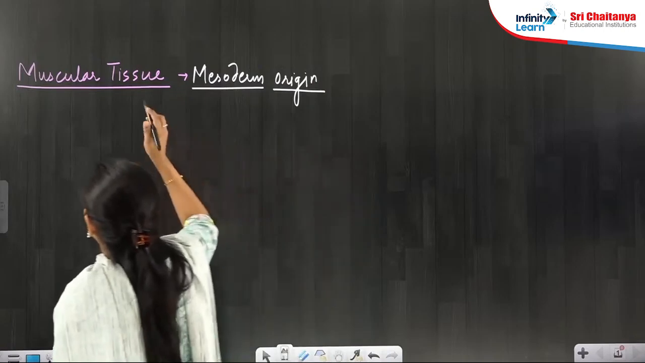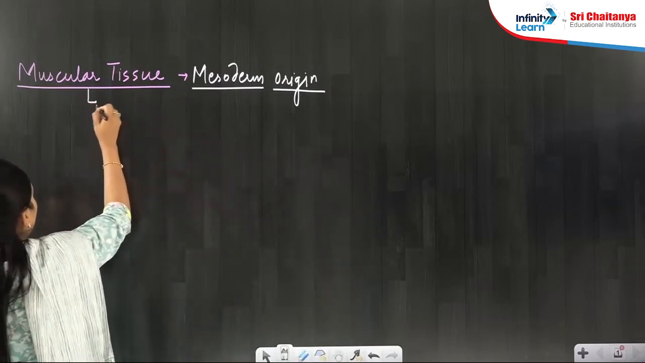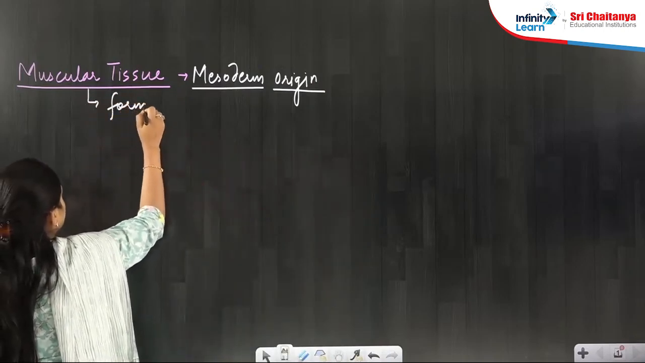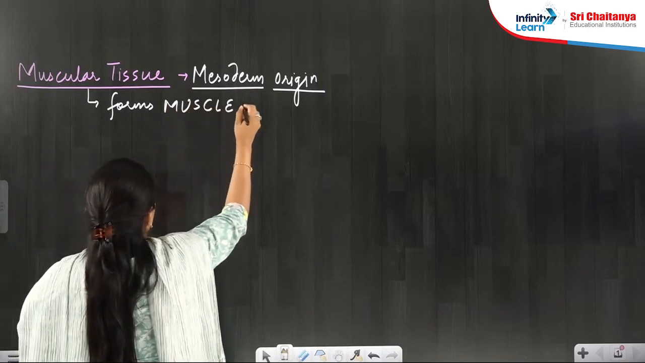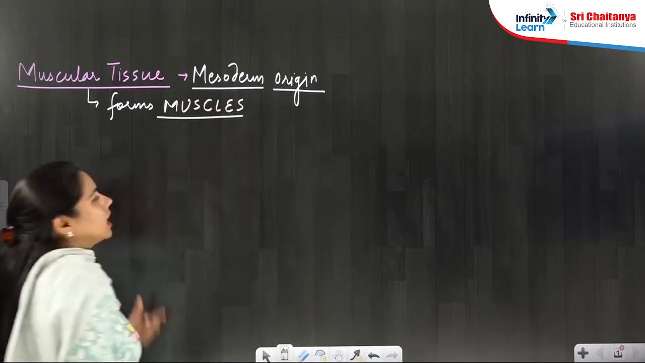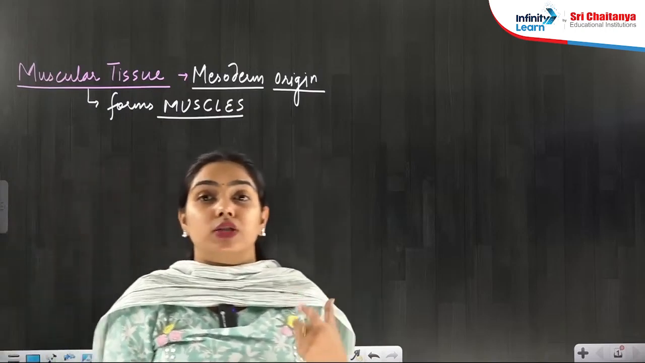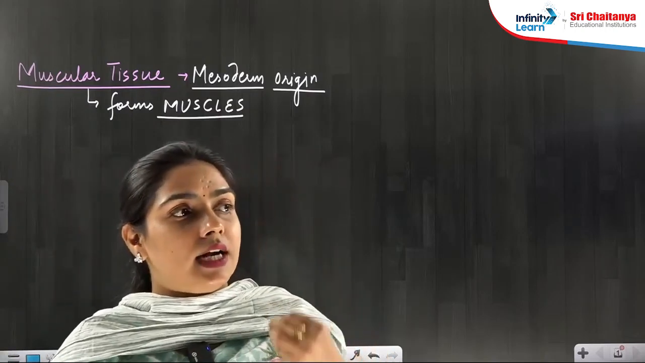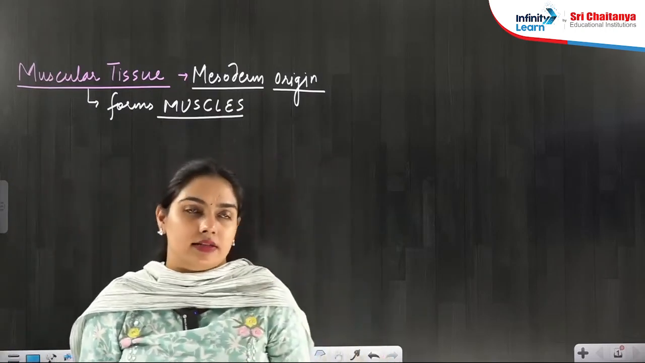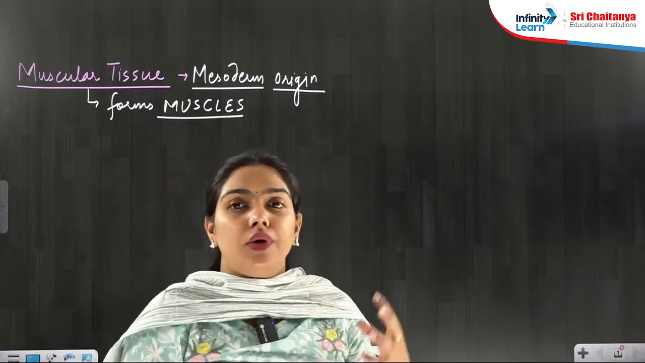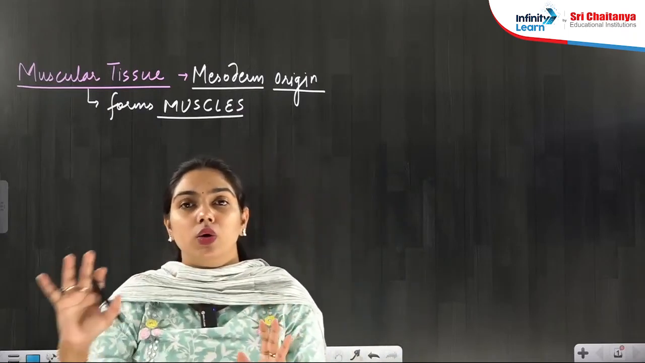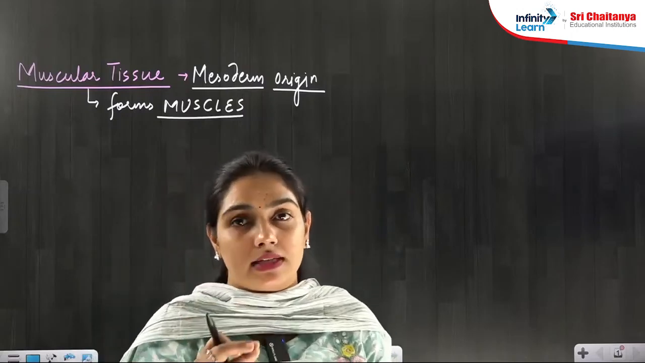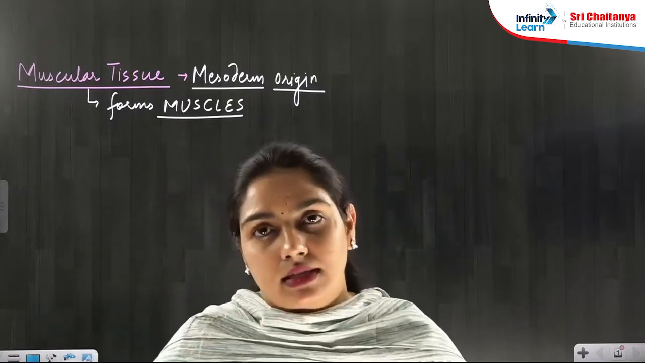And what is the function? It makes muscles. Muscles are made up of muscular tissue. So we will understand about the muscular tissue and muscles. You know you have three types of muscles, but first of all we will look into the basic structure and properties of muscle.